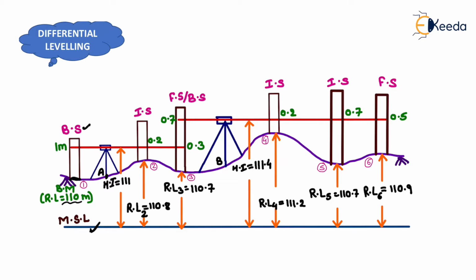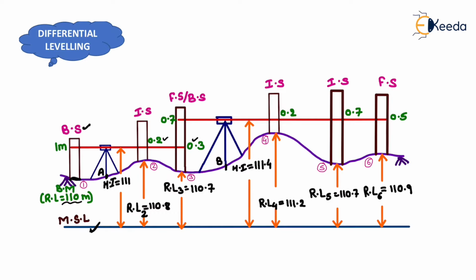Now we will take the next reading at station 2 and at station 3 from the instrument station A, and the readings will be equals to 0.2 meter and 0.3 meter. Now after station 3 we will not be able to get the elevation of station 4, 5 and 6 because these points are above the line of sight, okay. So we need to change the instrument station after station 3. So we will keep the instrument at instrument station B and we will take the further readings.